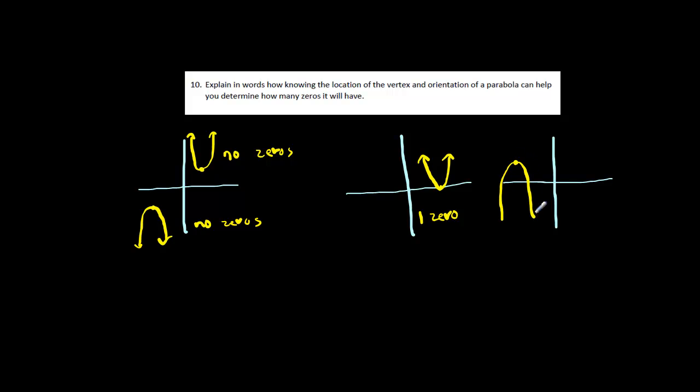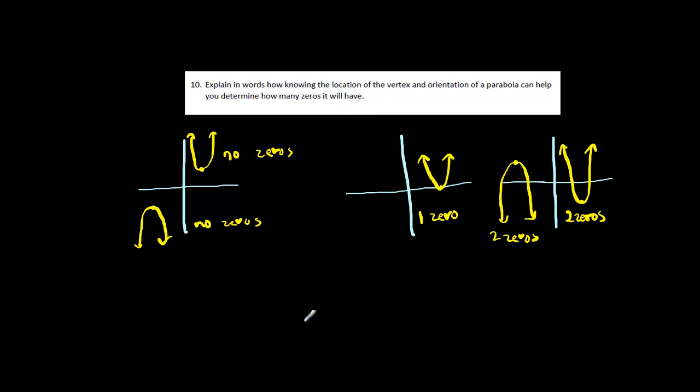Now, when is it that it has 1 zero? Well, the only time that happens is if the vertex is located on the x-axis. It has 1 zero. And what about the times when it has 2? Well, if it's above the x-axis and it opens down, it has 2 zeros. If the vertex is below the x-axis and it opens up, you're going to have 2 zeros.